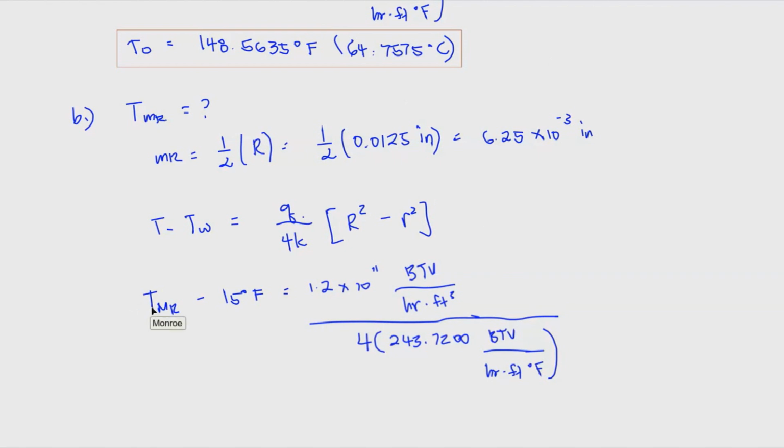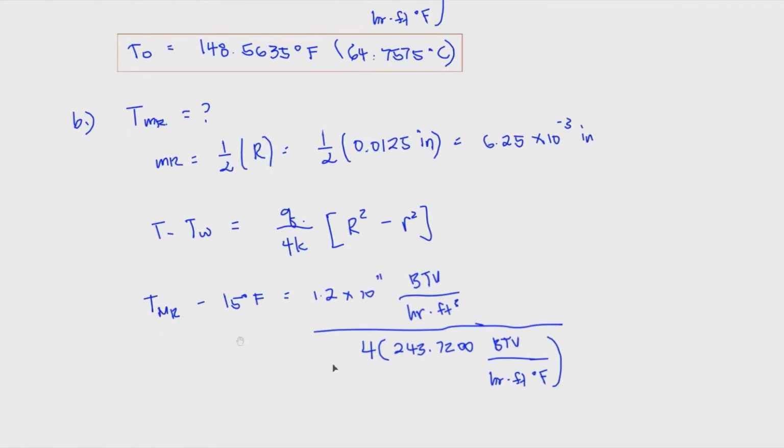Let's just move this so that we can have a clearer view of this. So we have TMR minus 15 degrees Fahrenheit equal to this Q over 4K, that is Q, and then we have 4 and then K. K is still the same since we're basically dealing with a constant K from the center temperature to the surrounding temperature. So whatever distance from the center you'll be evaluating, it will still be the same.